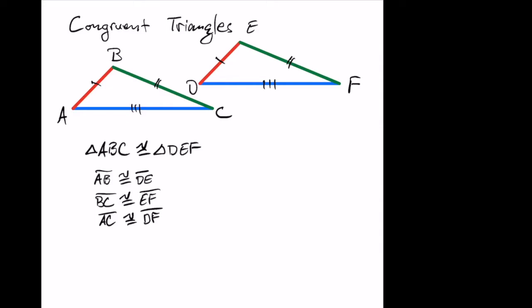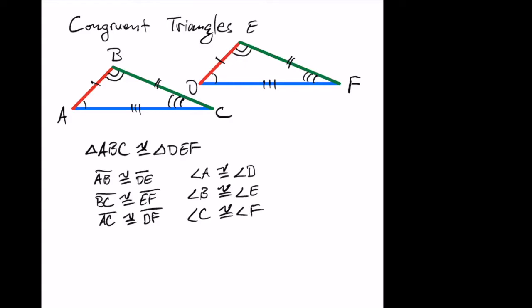Similarly, when we talk about congruent triangles, we are also saying that angle A is going to be congruent to angle D. And we write it this way. Angle A is congruent to angle D. Angle B is congruent to angle E, which means that they measure the same as well. And then finally, we can say angle C is congruent to angle F.